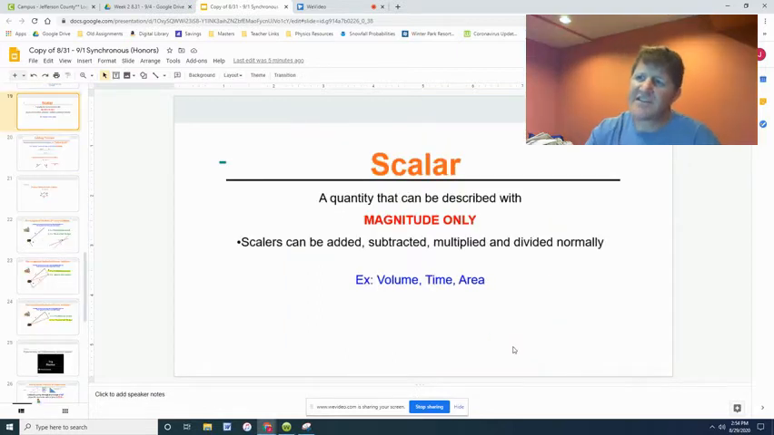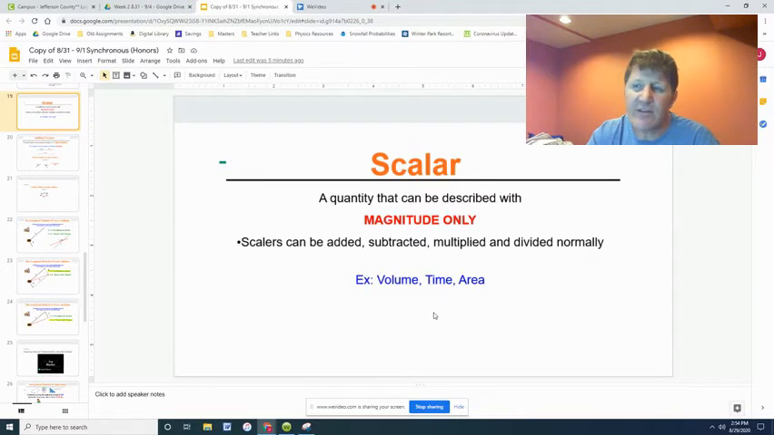Okay, so then we're going to look at scalars. And scalars are things that are described by magnitude only, meaning just the amount of. And so you're given some examples here: volume, time, area, speed would be another example of scalars that just have magnitude, just how much. So if I talked about, how much space did that thing occupy? Well, it was 20 milliliters of water. Well, 20 milliliters doesn't have a direction.